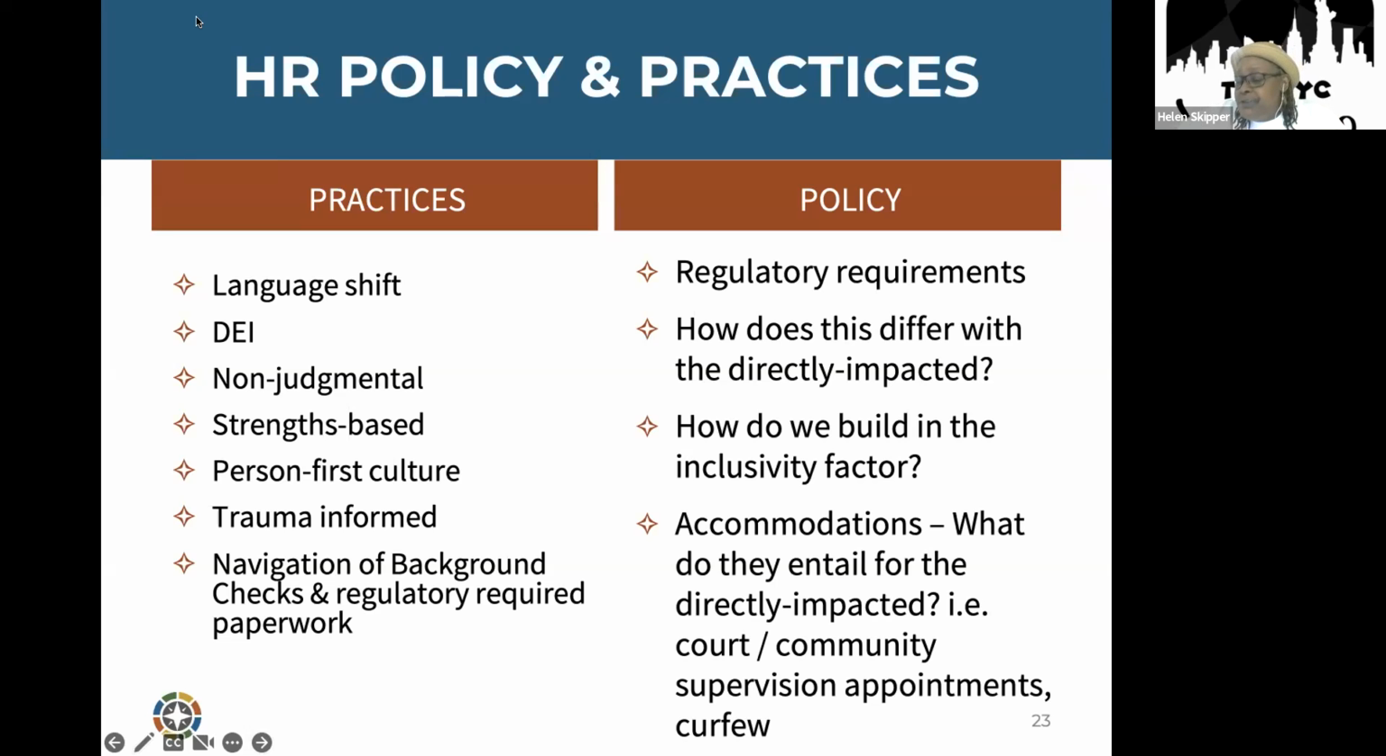But when you're looking at the justice impacted population, it also entails making accommodations for court appointments or maybe community supervision appointments. Is this a real deep accommodation? It might be the difference of maybe they need to leave an hour earlier. Maybe they're willing to say, okay, I'll take a half-hour lunch because I need to leave a half hour earlier once a month because I have a community supervision appointment. We need to keep that in the forefront.